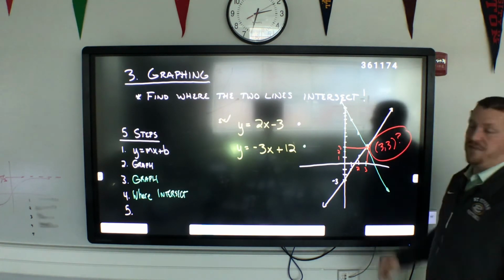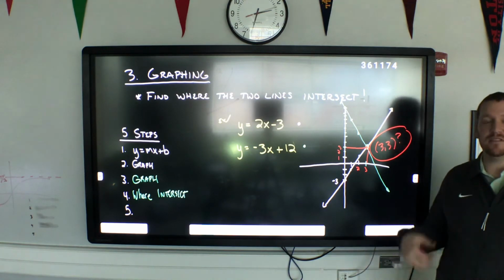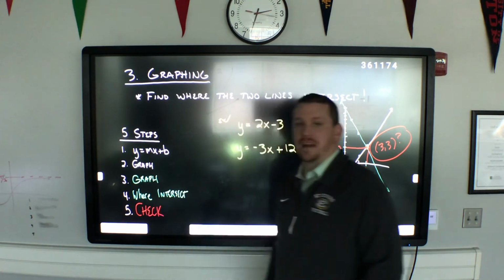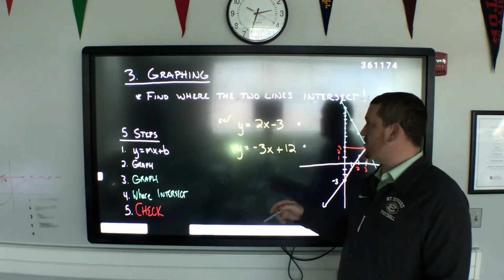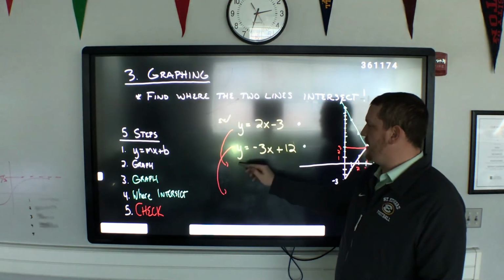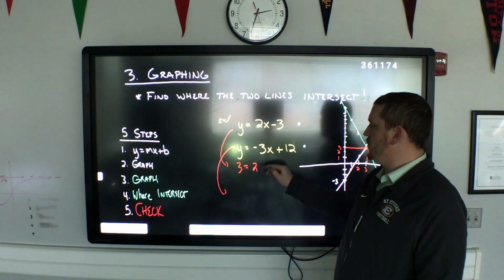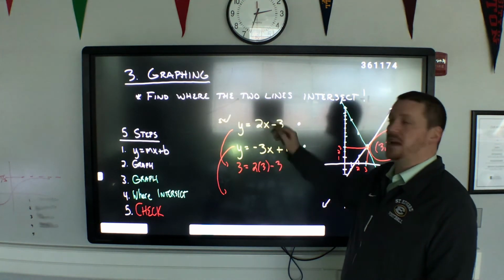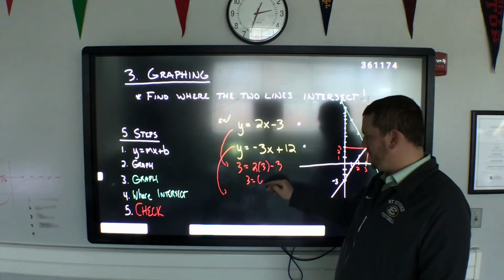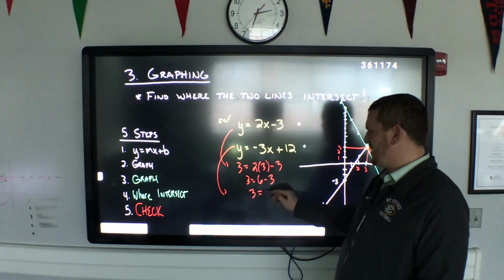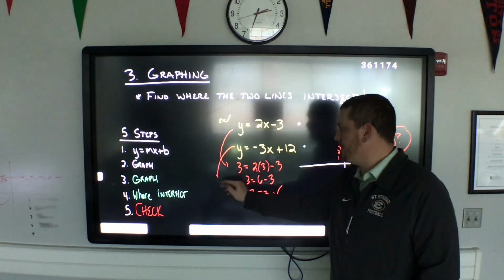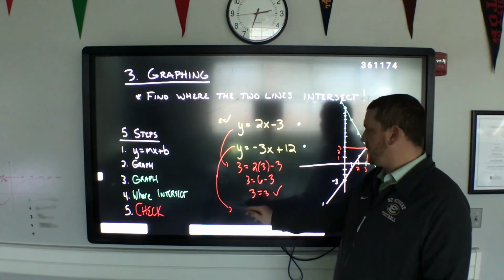And we want to see if that's the correct intersection. So step 5 is just to check it. We want to check and make sure that 3, comma 3 works for both of these graphs. If I plug in 3, comma 3 into both of these, you get 3 is equal to 2 times 3 minus 3 when I plug in 3 into x and y, which gives 3 is equal to 6 minus 3, which is 3 is equal to 3. So that checks.